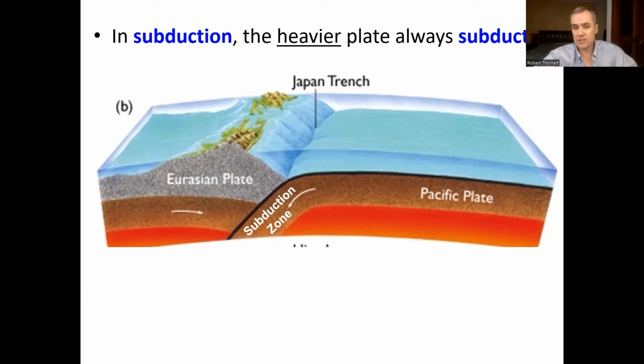So you might ask, which plate subducts? How do we know which one's going to go underneath? And the answer is that if you're in the ocean, then the heavier plate always subducts underneath. And if it's ocean-continent, then the ocean plate is always the one that goes underneath the continent. You never have a continental plate go under the ocean plate.